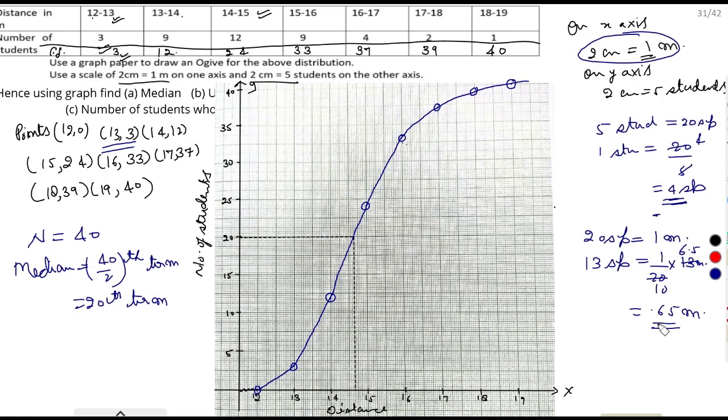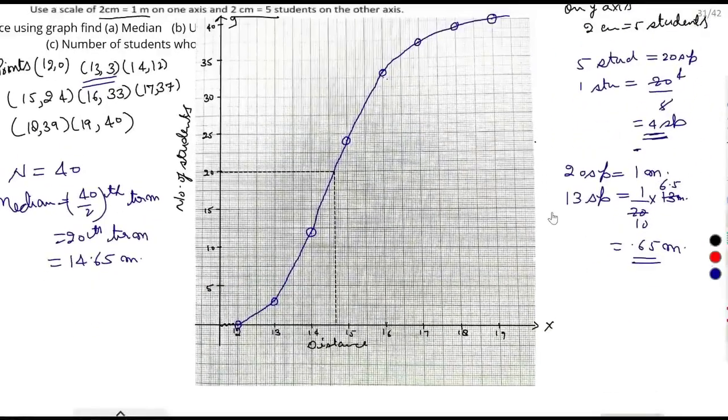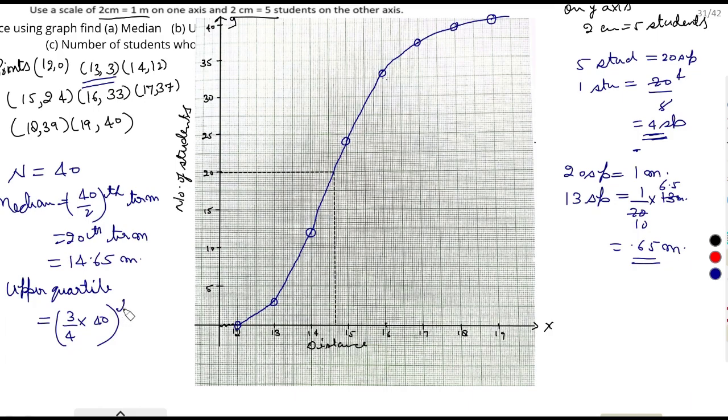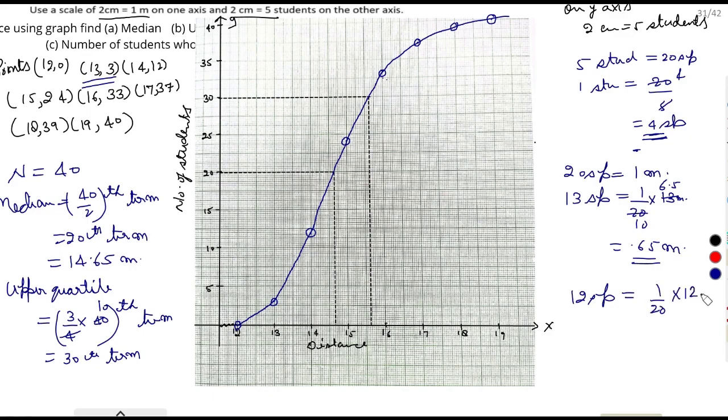After 14 these are counted. It means median is 14.65 meter. Second, we have to calculate upper quartile. 3n upon 4th term means 30th term. On x-axis, now 12 small parts will be equal to 1 upon 20 into 12 meter, means 0.6 meter. This is 15.6 meter.